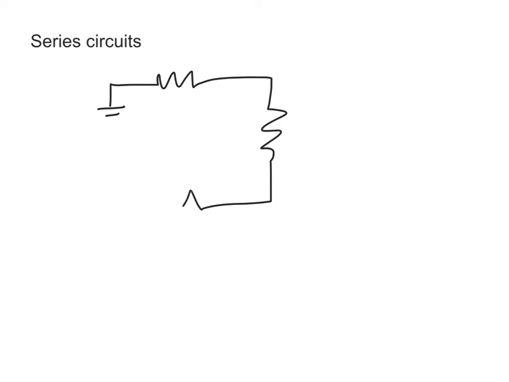So let's start off by talking about series circuits. I'm going to draw a little schematic of a series circuit for a second. We have a resistor, another resistor, another resistor. And what is this thing? Battery. A battery cell. All right, so there's resistor, resistor, resistor. So I'm actually going to label them R1, R2, and R3.